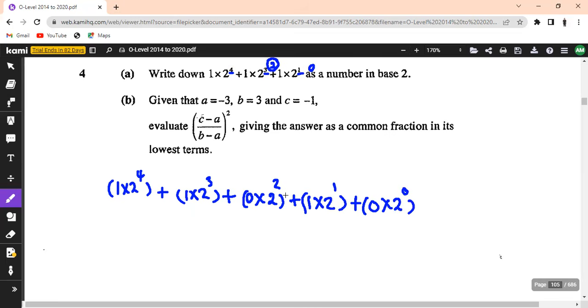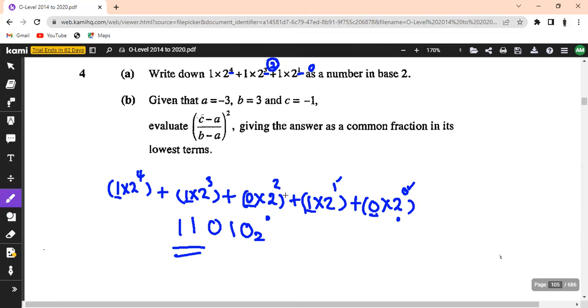Remember, when you're converting to base 10, you start with 0, 1, 2, 3 in that order. So this 2 was not there, so it means you're multiplying by 0. This to the exponent of 0 was not there, so it means you're multiplying by 0. So these are the numbers that you had in base 2, which is 1, 1, 0, 1, and a 0 here. So these were the numbers that you had in base 2.